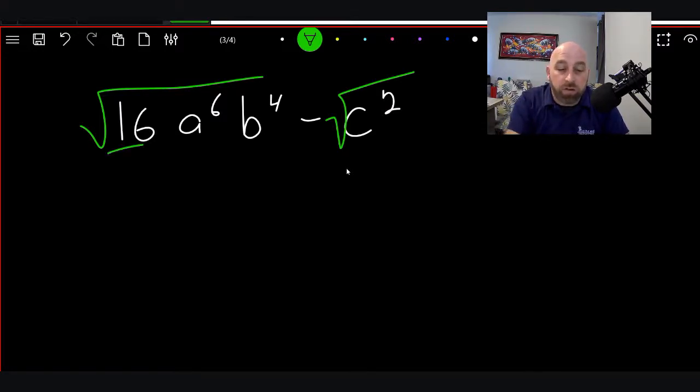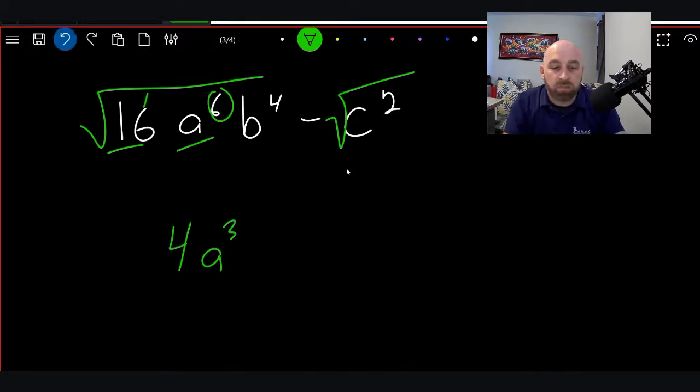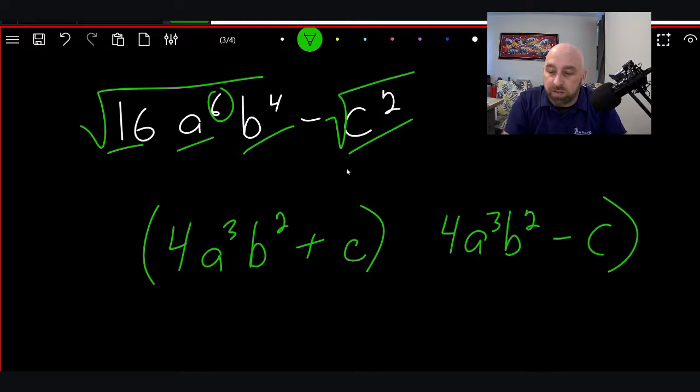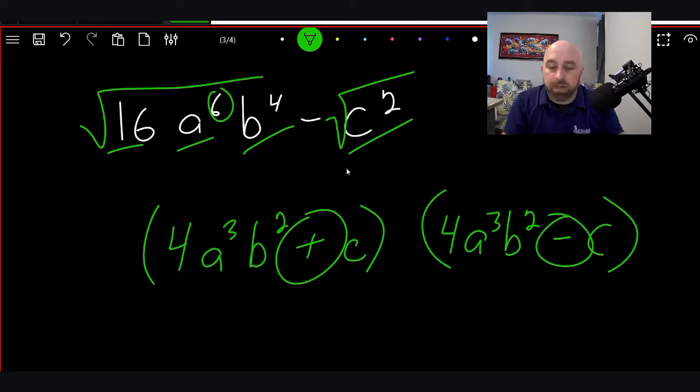So what is the square root of 16? 4. What is the square root of a to the 6th? A cubed. A cubed times a cubed equals a to the 6th. And then b to the 4th is b squared, because b squared times b squared equals b to the 4th. And then we will square root this, and we will get c. Now we're going to turn it into a conjugate, so that means we're going to have one positive, and then we're going to write the same thing, a cubed b squared minus c. There's our conjugate, plus, minus.